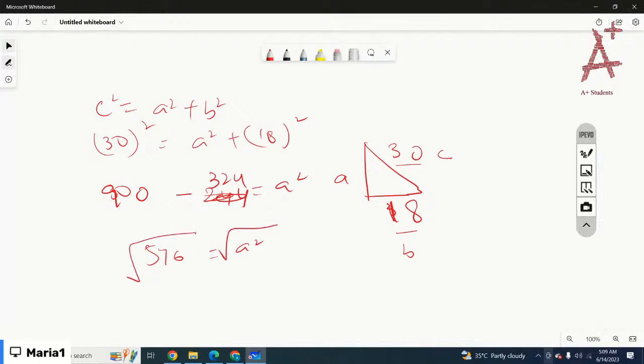You have to calculate the value of a. So it would be just the square root. It would be the square root of 576. That means the measurement of side a is 24. Got it?